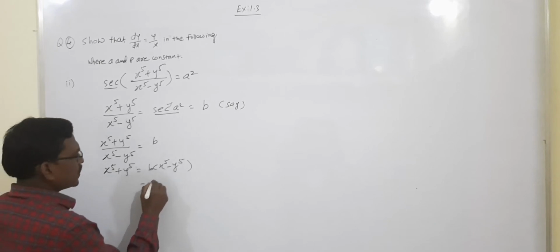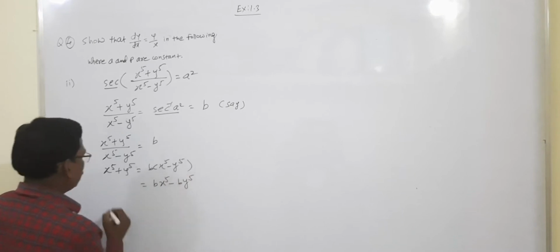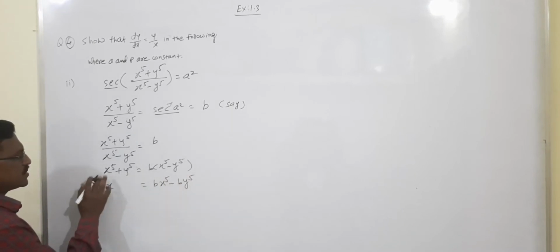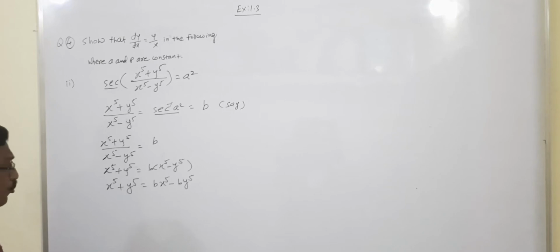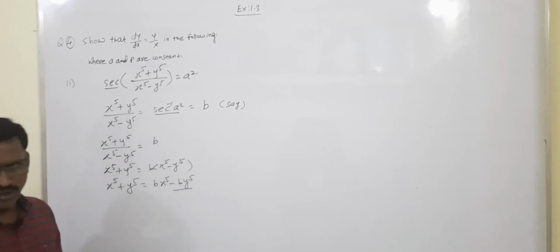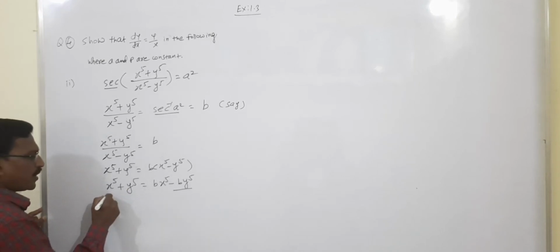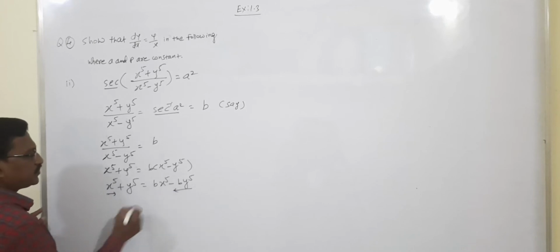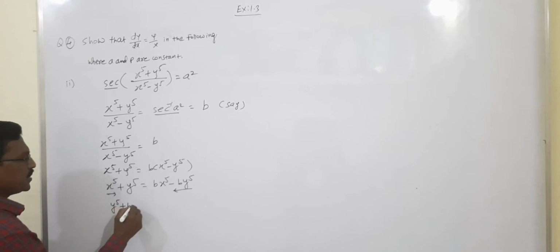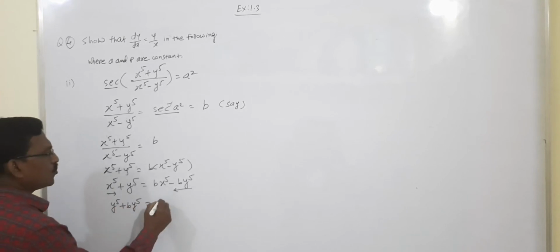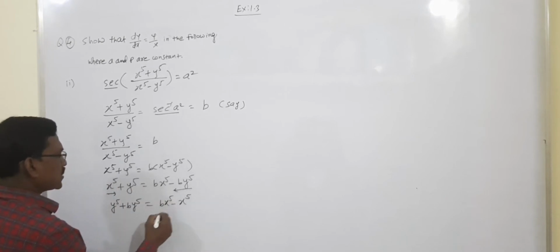Multiply this: b into x to the power 5 minus b into y to the power 5, and this term is as it is, plus y to the power 5. Now we take this minus b into y raised to 5 to the left hand side and this x to the power 5 to the right hand side. So it becomes y to the power 5 plus b into y to the power 5 equal to b into x to the power 5 minus x to the power 5.